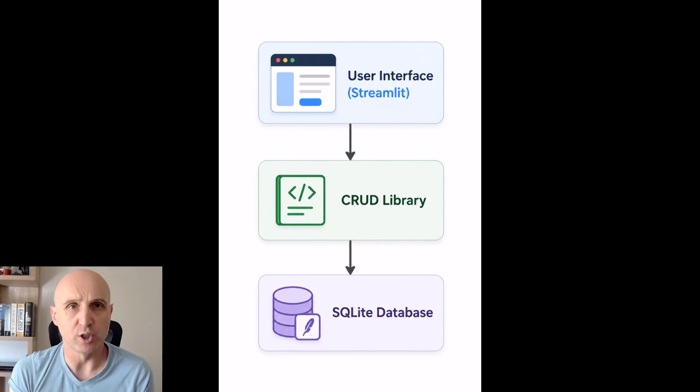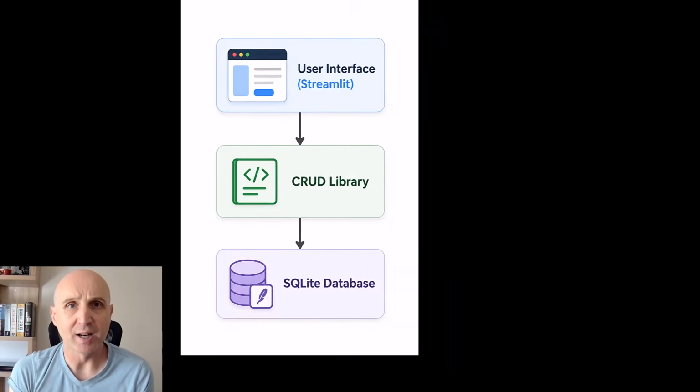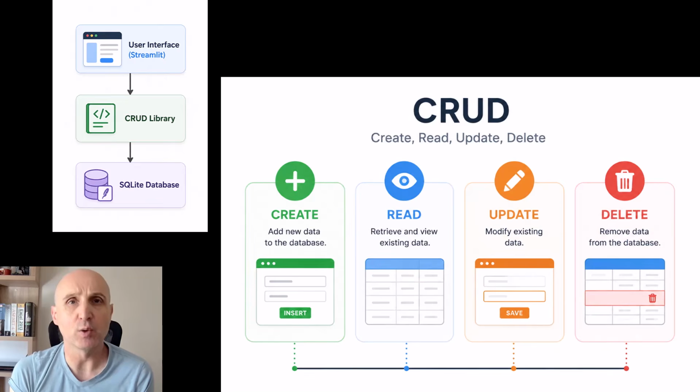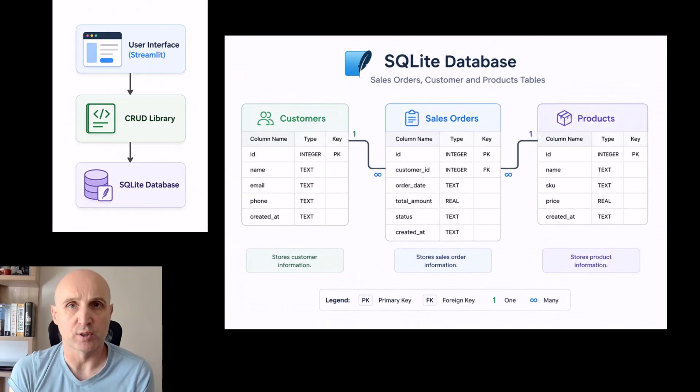Now, the first layer is the user interface, which is built using Streamlit. This is everything the user interacts with: the pages, buttons, tables, and forms. The second layer is my reusable CRUD library, and it handles all the create, read, update, and delete operations that almost every business application needs. And finally, we have the database, where all of the products, customers, and sales information is stored. I'm using SQLite because it's lightweight, incredibly easy to set up, and perfect for applications like this. You don't need to install a separate database server. Everything lives in a single file.